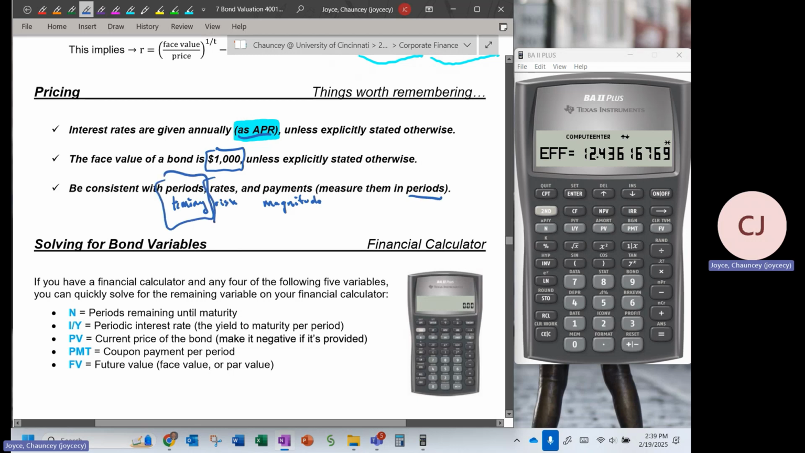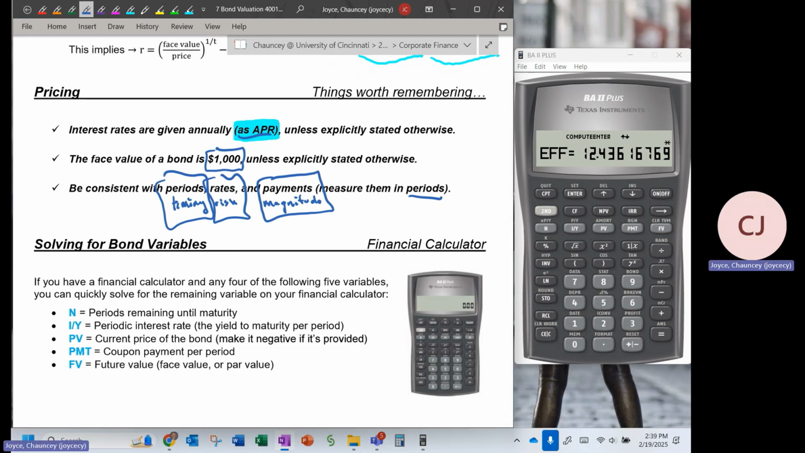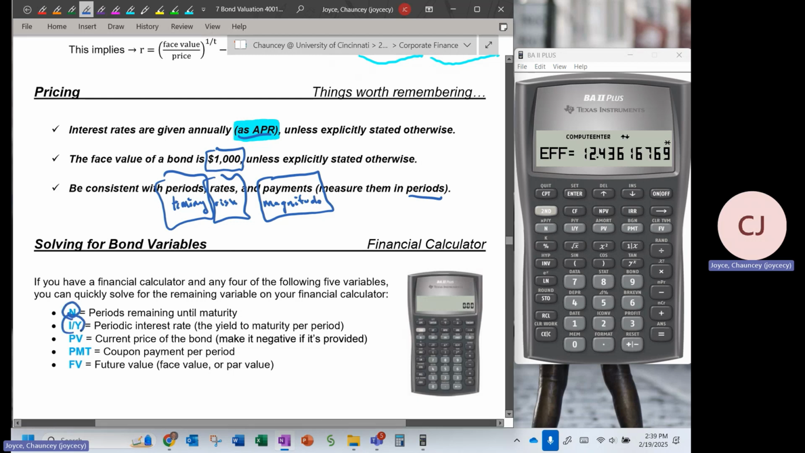Semi-annual periods, semi-annual rates, and semi-annual payments. Just be consistent. All valuation comes down to timing, risk, and magnitude of cash flows. So on your financial calculator, this can save us a lot of time, especially when we're solving for N, IY, or payment. It's nice to use the financial calculator.